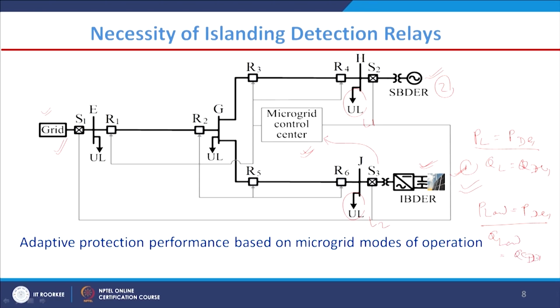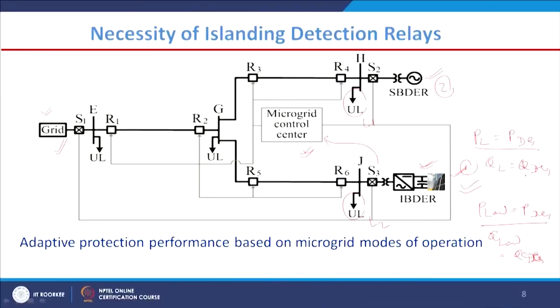It depends on the operating mode of the microgrid system, how many loads are switched on, how many loads are switched off, how many DGs are in working condition, how many DGs are off. So, it depends on the system operating condition. Based on that we can say whether PL is equal to PDG or QL is equal to QDG or not. If PL is not equal to PDG, then what will happen? This PL minus PDG is our delta P, the active power mismatch.